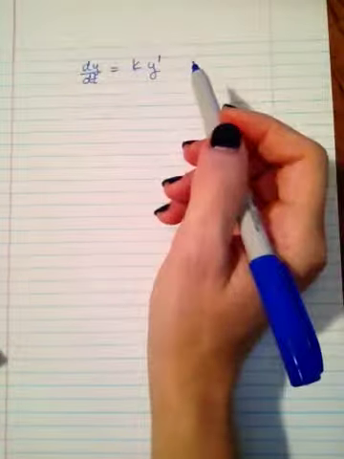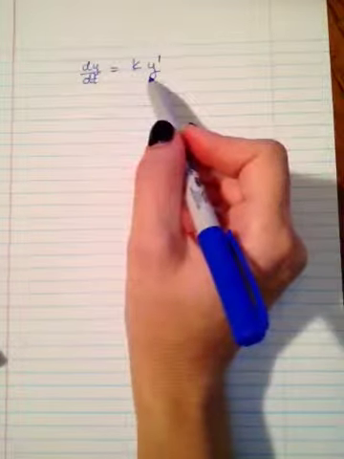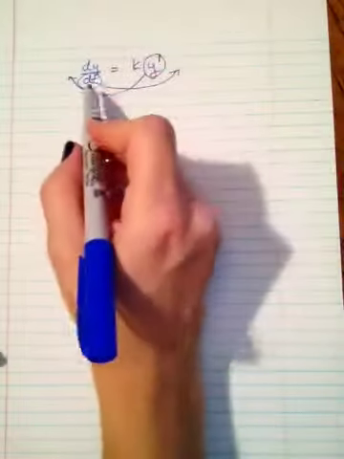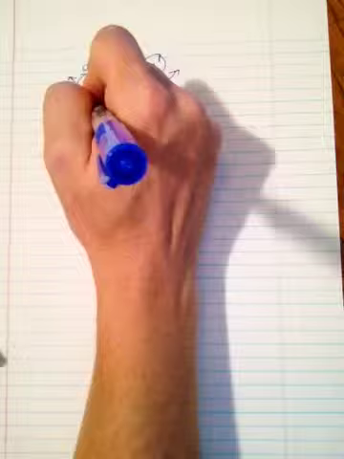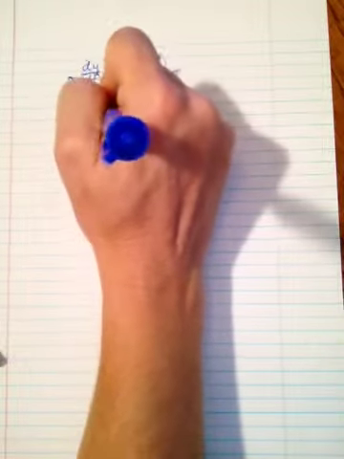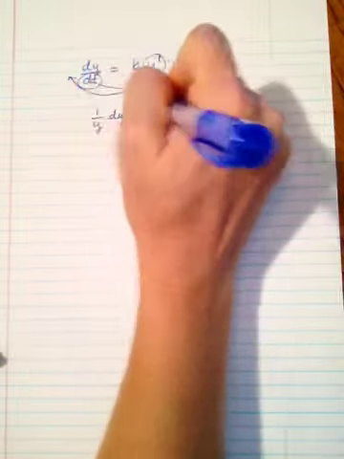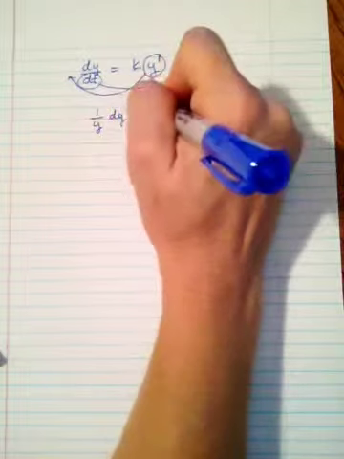If I was just told to solve this differential equation without knowing anything else, my very first step would be to separate the variables. So I'm going to take my dt and move it to the right, and I'm going to take my y to the first and move it to the left. I would actually divide by this y to the first. So what I have here is 1 over y dy equals k dt.